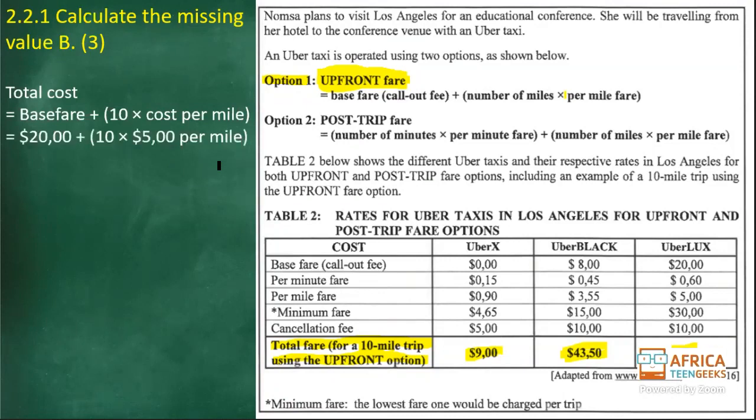So we've got our $20, which is the base fare for the Uber Lux. Then plus 10, which is the 10-mile trip, multiplied by the cost per mile. Then you look for your cost per mile for Uber Lux, which is $5. That is why you have 10 multiplied by $5 per mile there. Then your answer is 70.